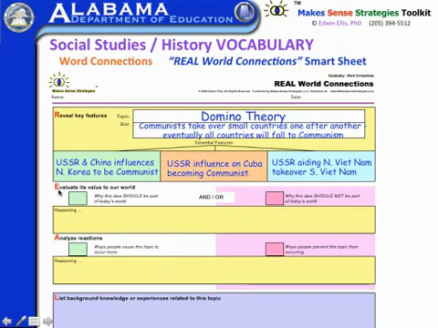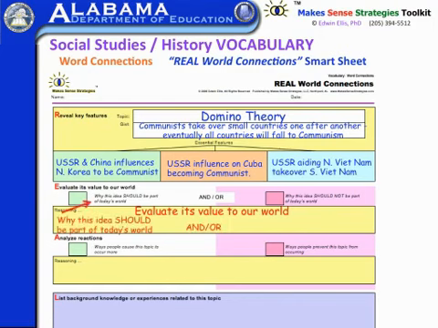Then we're going to do the E step, which evaluates its value to our world. There are a couple of prompts we're going to look at here. One of them is why this idea should be part of today's world, and/or why the idea should not be part of today's world. So thinking about the domino theory and whether we would want that applying in today's world or not, students decide which, or both, their perceptions of it are.